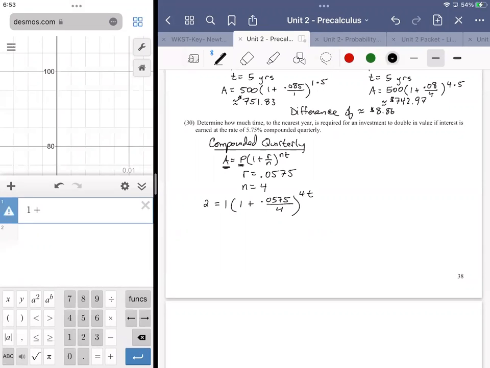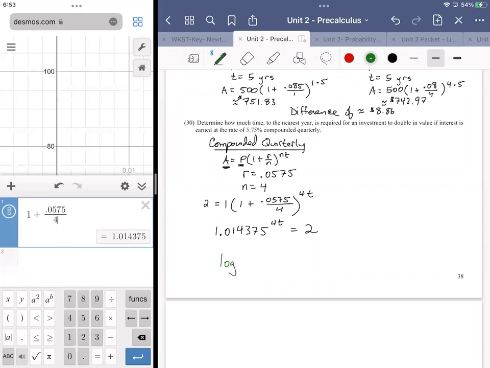So 1 plus 0.0575 divided by 4. So that's that decimal. So I'm going to rewrite this as 1.014375 raised to the 4t is equal to 2. All right. And I'm writing it like that, so I'll have it in that tailor-made form, ready to rock and roll for a logarithm.